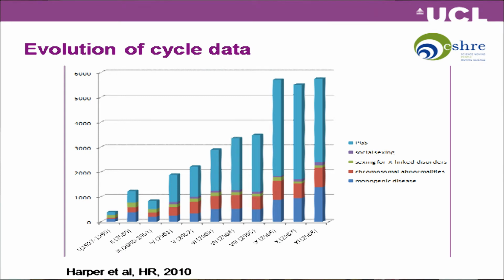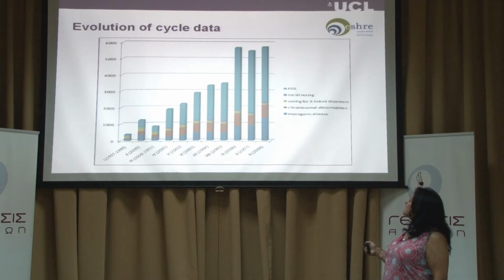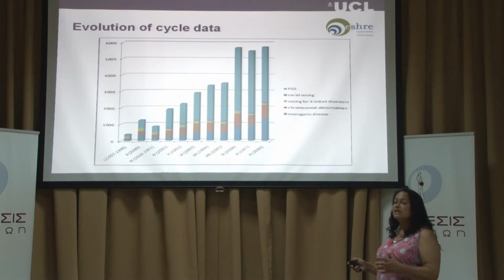It just shows you the number of cycles that have been done. We split the data under PGS, social sexing, sexing for X-linked disease, chromosome abnormalities and monogenic disorders. And we can see that the PGS, the aneuploidy screening, accounts for more than all of the other PGD indications put together. So it's certainly a very large use of the technology.